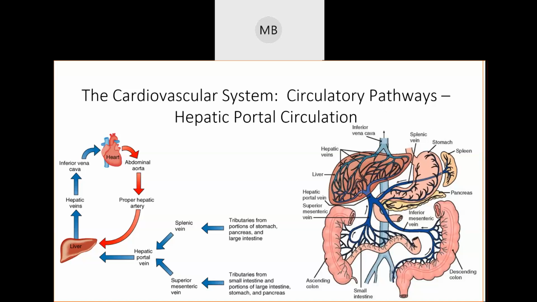But that is the difference between hepatic veins and hepatic portal vein. The hepatic portal vein is carrying blood back to the liver that your liver needs to filter. The hepatic veins are dumping the used and filtered blood back into the inferior vena cava to go back to the heart. Those are the big differences there.